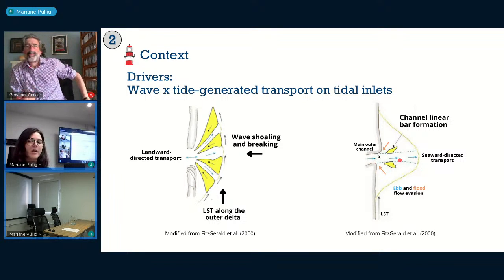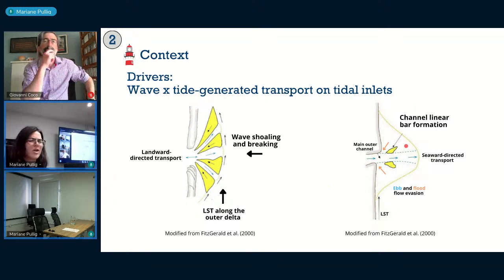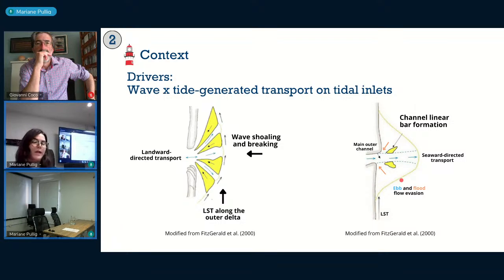mainly in scouring the channel of the inlet, and then pushing the sediment along the channel flank. Since in this example the waves are not strong enough to push the sediment to the coast, the sediment stays accumulated in the form of linear bars along the channel flanks.